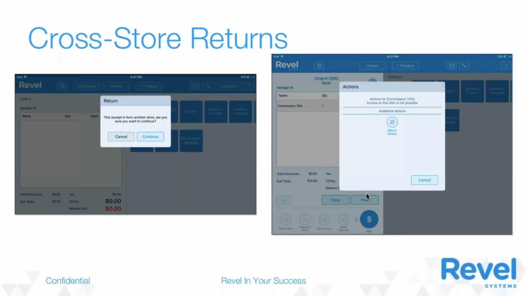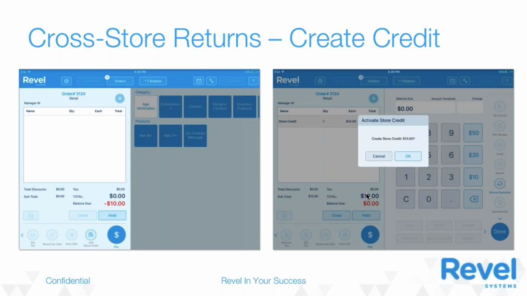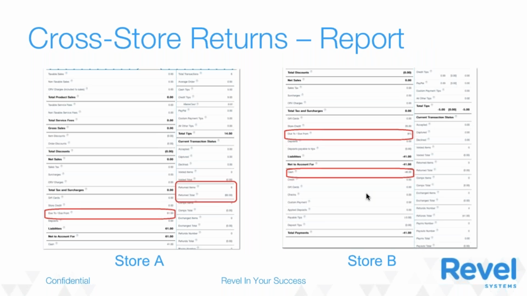For the visual experience on the iPad, if you were to look up the order ID and it was from a different store, you would get the alert on the left. So it says, this receipt is from another store. Are you sure you want to continue? When you hit continue, you have the option on the right. The action is to return the items. So here you'll see the negative amount, and then you can create store credit, and you can do a cash manual payment type or credit plus, but we can't do credit payments.